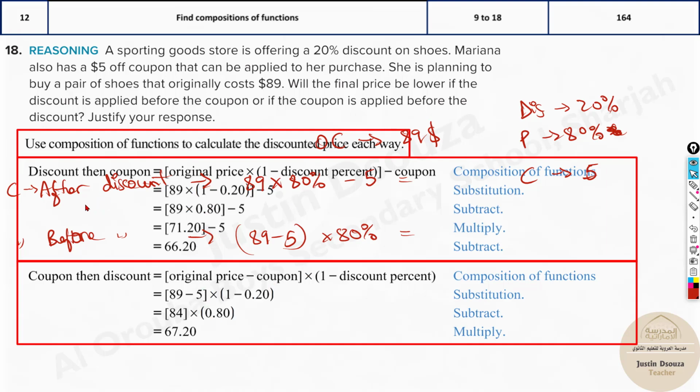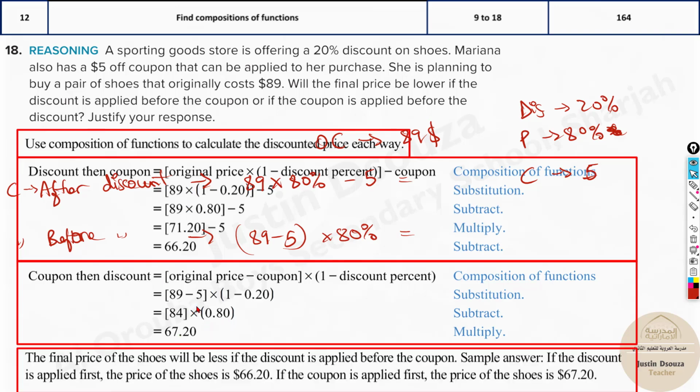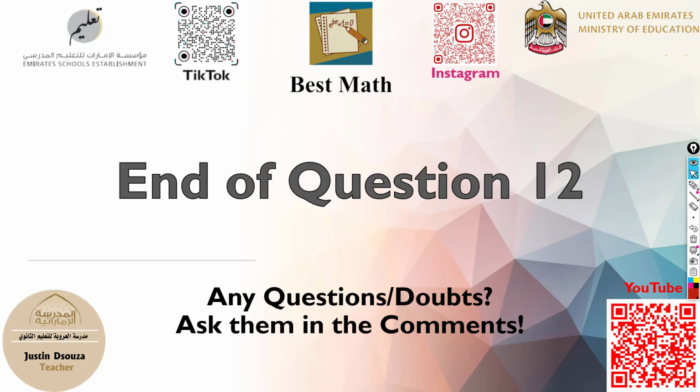So if you apply the coupon after the discount, first the discount is done and then you apply the coupon, then you will get 66. Whereas over here, you do the coupon first on the original price, it will be reduced to 84 and then you apply the discount, then you will have to pay $1 more. So that is the answer. So that is the end of question 12. It was a lengthy question. There are different types of problems. Please do go through it properly and try to work out problems by yourselves.